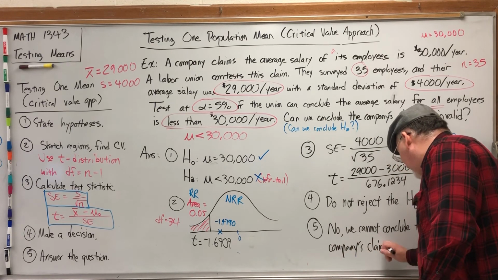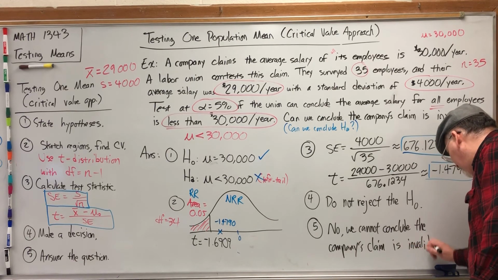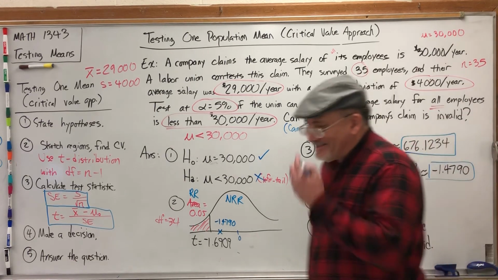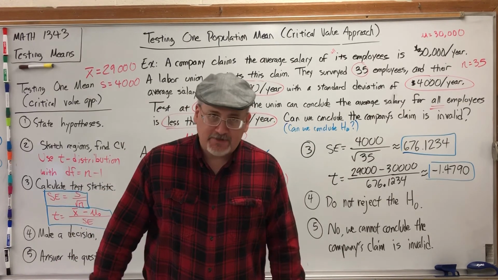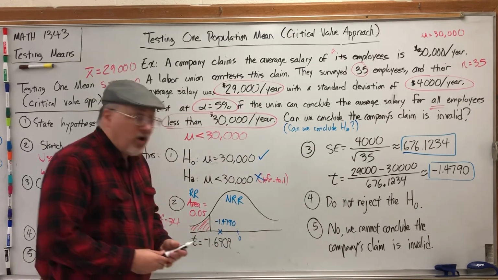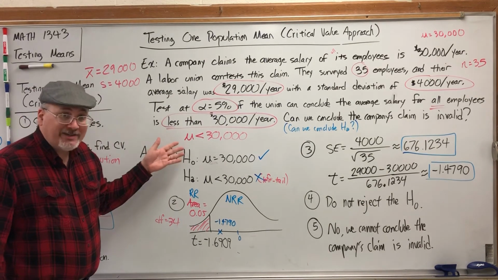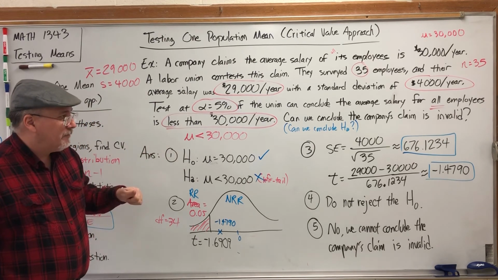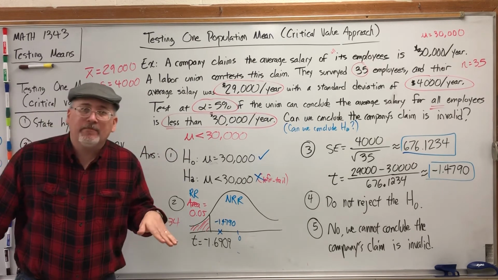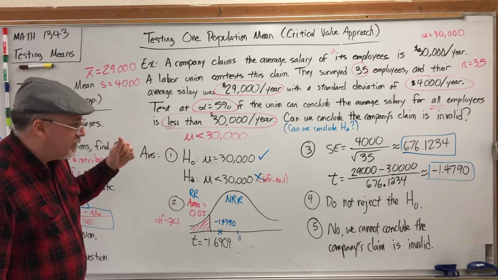Does that mean the company's right? Not necessarily. What this means is our evidence is not strong enough to reject what the company says. The company's claim might be wrong. This might be false, and we failed to reject it. We could have made a type 2 error. But at this level of statistics, we don't worry about that. Well, you should always think about it, but don't lose any sleep over it.